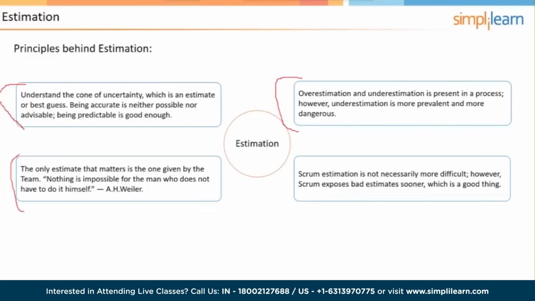Scrum estimating is not necessarily more difficult. However, Scrum exposes bad estimates sooner, which is a good thing. When we were doing our planning poker, you could see that the first time as a team, we didn't know each other. We didn't know everybody's thoughts and concerns. And those kinds of things get shared and absorbed as a project goes on, and so there's a higher awareness of that. So what we would say is that using Scrum estimation techniques might be more inaccurate at the beginning of a project, but they will quickly become very accurate as the project advances forward.